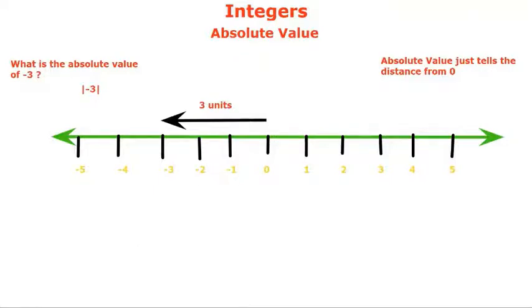We have to always remember that the distance from 0 can never ever be negative. It will always be positive. We cannot say that the absolute value of minus 3 is minus 3 units away from 0. We can say that it is plus 3 or positive 3 units away from 0. So that is our answer to this question. The absolute value of minus 3 is equal to positive 3.